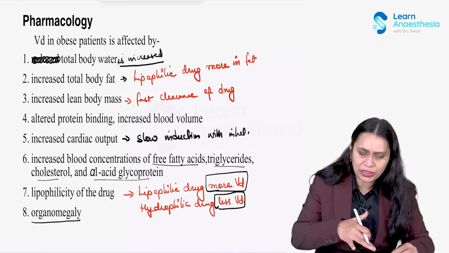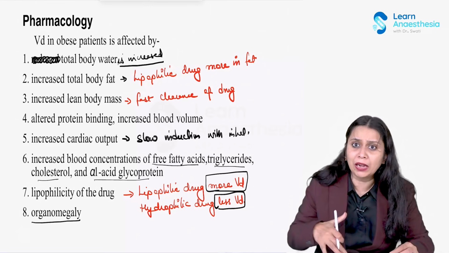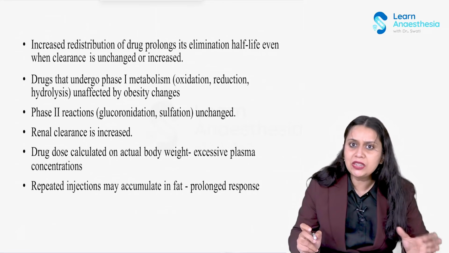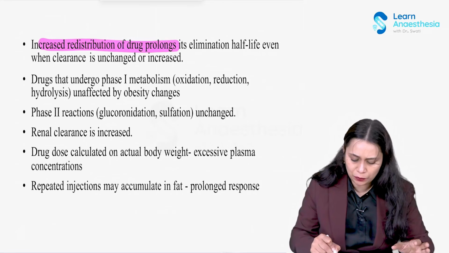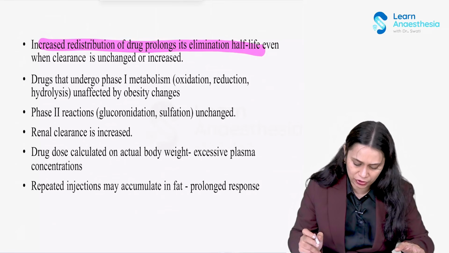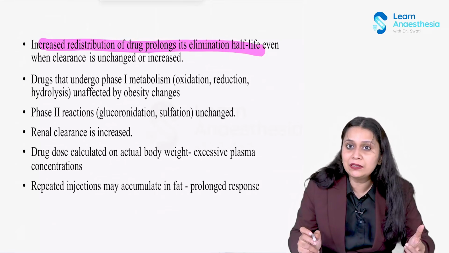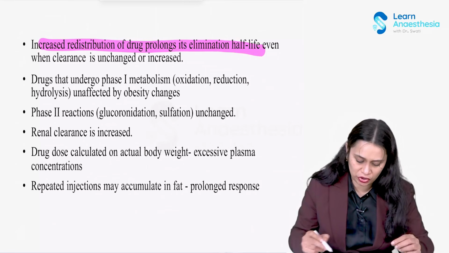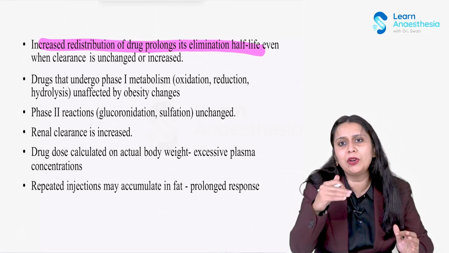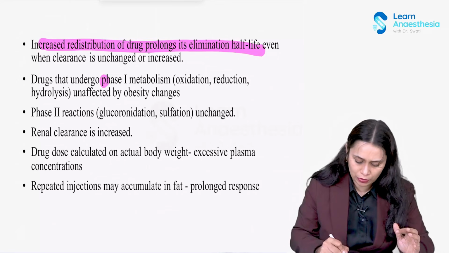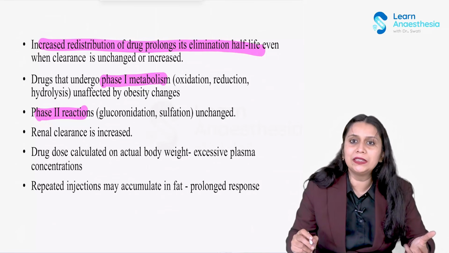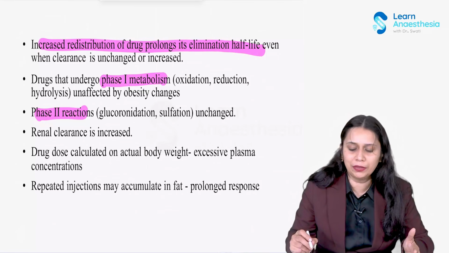So because of this change in the volume of distribution due to these factors, what happens exactly? There's increased redistribution of the drug, and it prolongs the elimination half-life, particularly of lipophilic drugs, right? Even when the clearance is increased or maybe unchanged. Now, metabolism of the drug is not affected because phase 1 and phase 2 metabolism are not affected in obesity. But the renal clearance of the drug is increased because of increased blood volume, right?